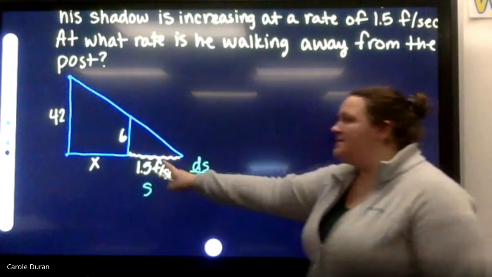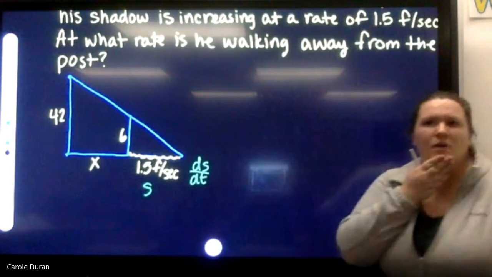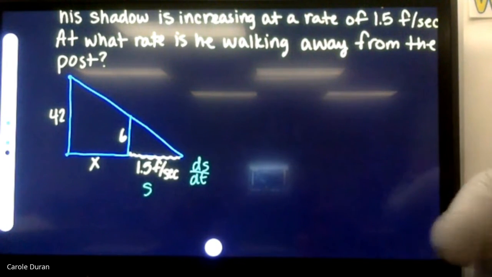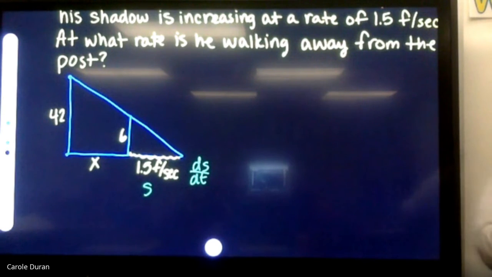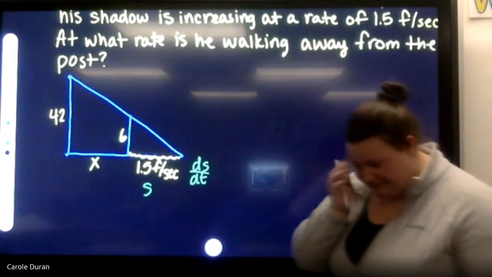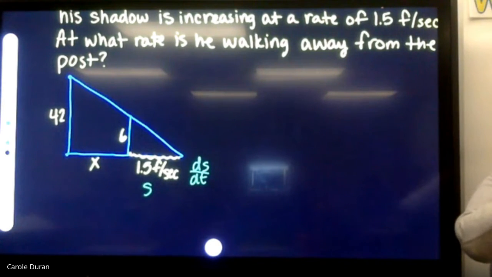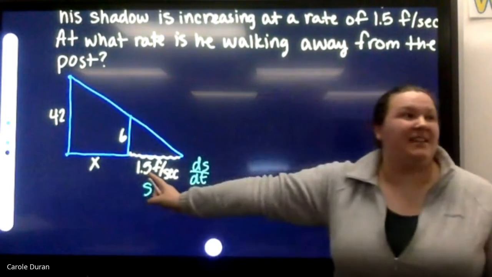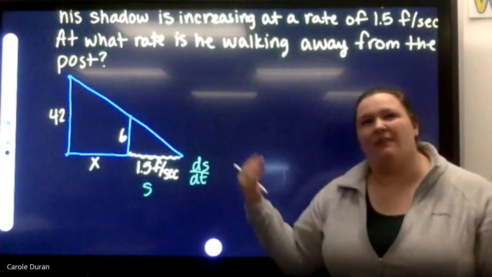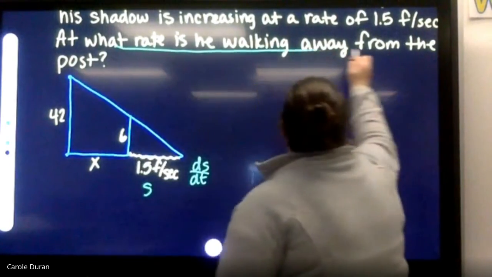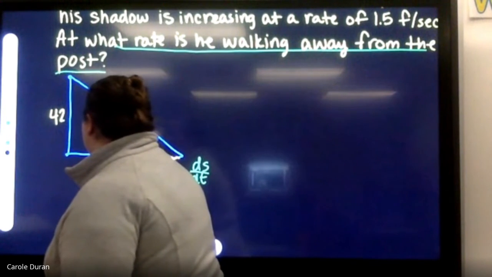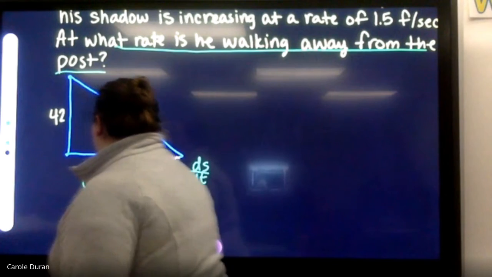If x is the distance that Pete is from the lamppost, what am I going to be trying to find? dx/dt. What is dx/dt? It's the rate at which he is moving away from the lamppost, which is what this is asking me to find anyway. So dx/dt is what I'm going to be looking for.